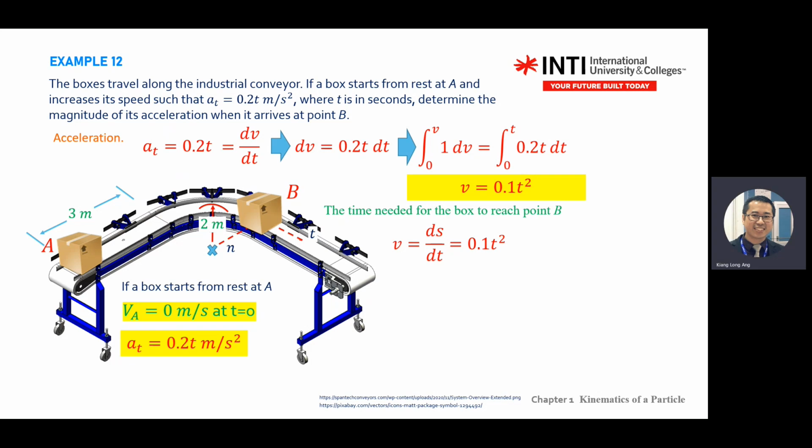Okay, v equals ds/dt equals 0.1 t squared. How to find the s equation? You're given maybe 2 minutes to solve. It's a very simple equation. The sample is already given at the top of the slides. You should be able to do it.